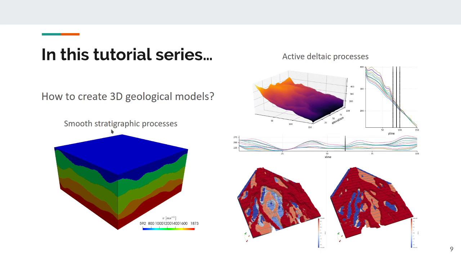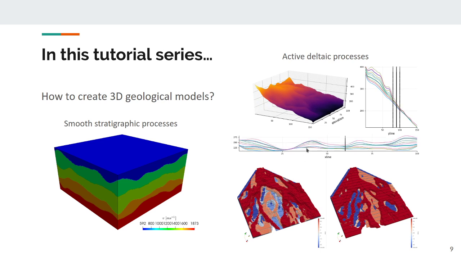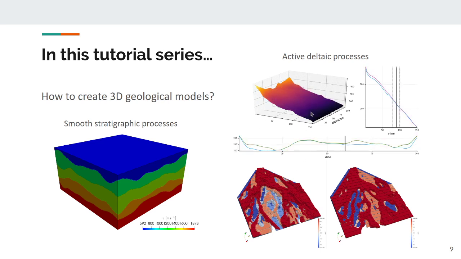This is for smooth stratigraphic processes, where you see that these layers are very smooth, very horizontal, but you can also create very complex 3D models like these ones here at the bottom, where you use multiple point geostatistical methods to create the patterns of the surface and to stack them.